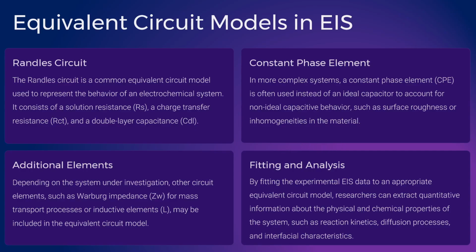inhomogeneities in the material. And at the last, the experimental data is fitted and analyzed. The researcher can extract quantitative information about the physical and chemical properties of the system, such as reaction kinetics, diffusion processes, and interfacial characteristics through these data.